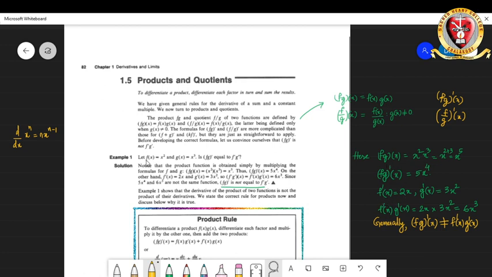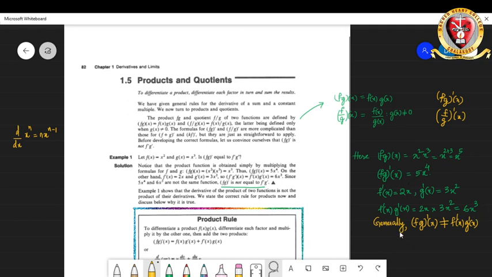Okay, now calculate f dash of x. You know that f of x is equal to x square. So f dash of x is equal to 2x. Similarly, g of x is equal to x cube. That means g dash of x is equal to 3x square. Right. Now just multiply f dash of x into g dash of x. So you get 2x into 3x square, which is equal to 6x cube. So you can identify that fg dash of x is equal to 5x raised to 4, and f dash of x into g dash of x is equal to 6x cube.